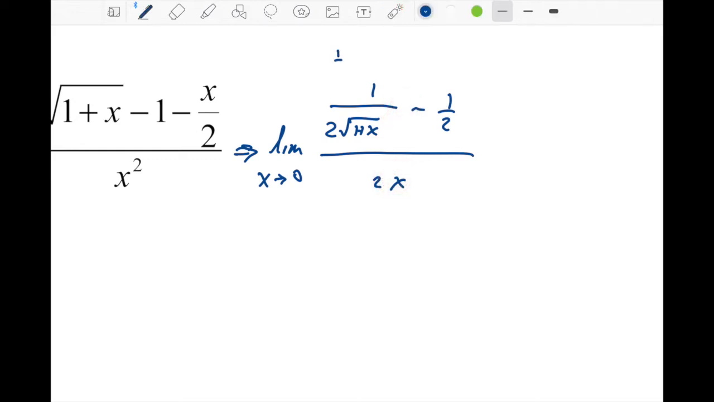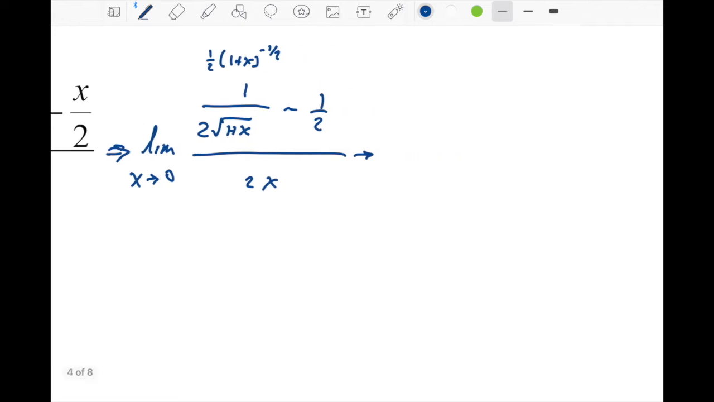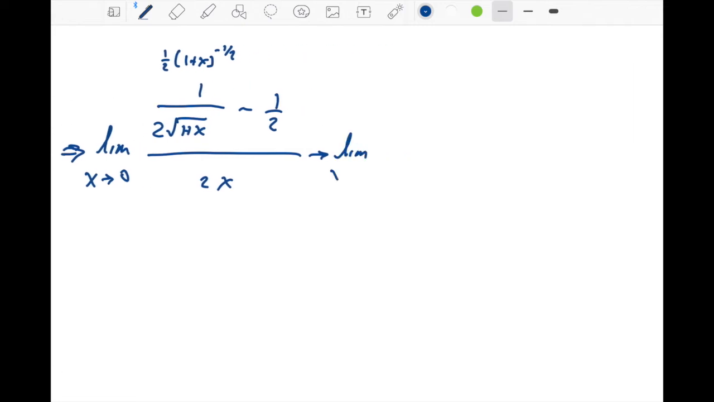We'll apply L'Hôpital's rule a second time. I'm going to take this as being 1/2, 1 plus x to the negative 1/2. So when we apply L'Hôpital's rule a second time, the limit as x approaches 0 is negative 1/4, 1 plus x to the negative 3/2, all over 2. We're not dividing by 0 now. Direct substitution, that whole thing is 1. The 1 to the negative 3/2 is 1. We have negative 1/8. Happy days.